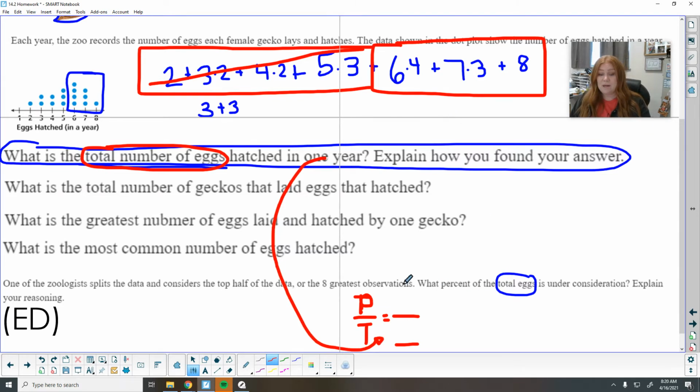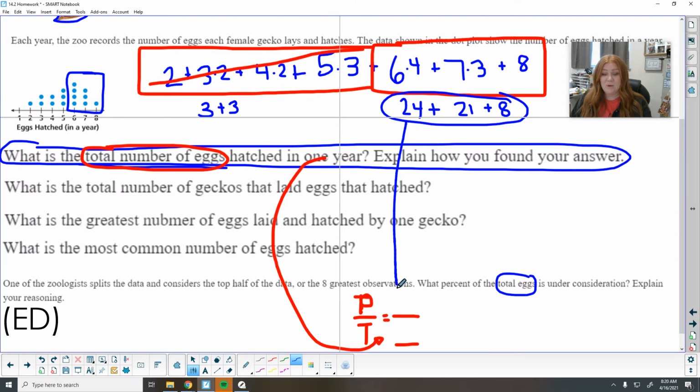Now we just want the top 8 geckos' eggs. So now we just need to look at this part here. So we have 6 times 4 is 24. 7 times 3 is 21 plus 8. So these eggs are our top ones, and they're going to go as our part here. Now remember, percent is always out of 100.